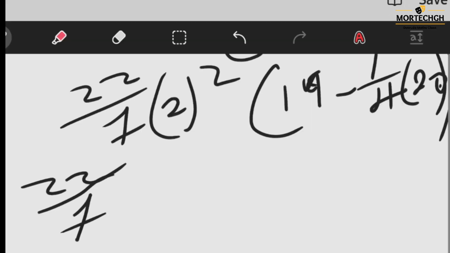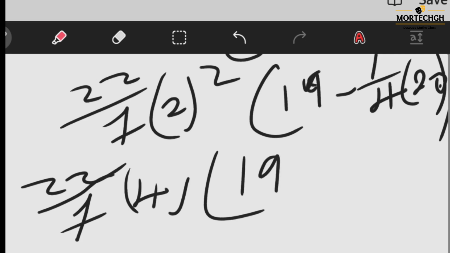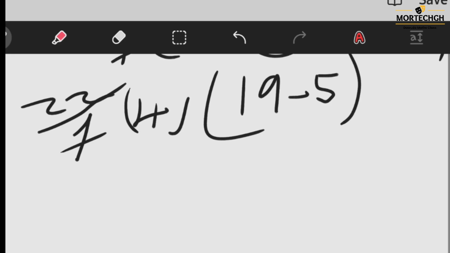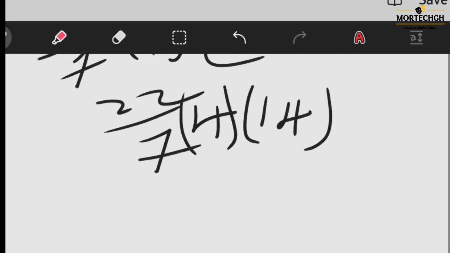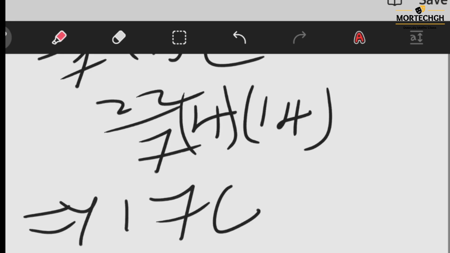22 over 7. 2 square is equal to 4, so we have 4 here. Bracket open, 19 minus 1 over 4 times 20, which is 5. So we now have 19 minus 5, bracket close. 19 minus 5 will give you 14. We have 4 here and 22 over 7. 22 over 7 times 4 times 14 will give you 176, as your final answer.